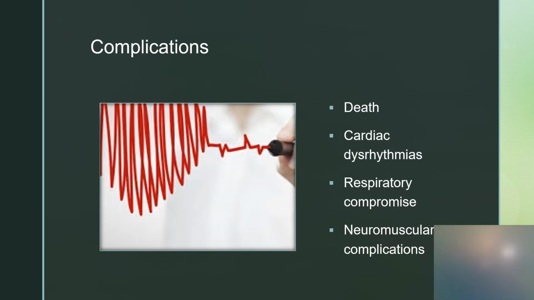Complications of fluid and electrolyte imbalances will include death and cardiac dysrhythmias. We know that electrolyte imbalances can cause cardiac dysrhythmias. Fluid volume deficit and excess, in addition to dysrhythmias, can affect the cardiac output. A decreased cardiac output and electrolyte imbalances will affect the respiratory function up to and including respiratory failure. And with the neuromuscular complications, we might see confusion or muscle weakness.